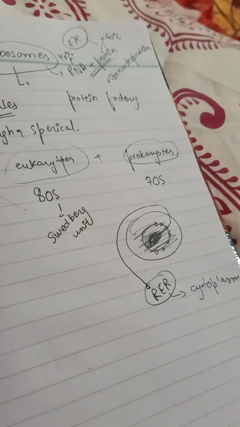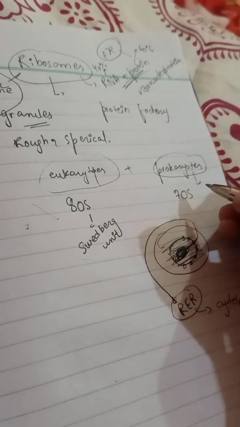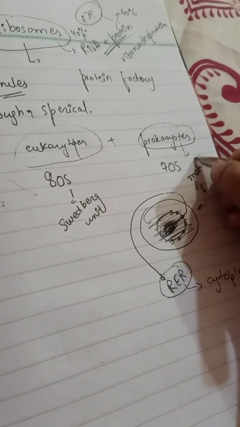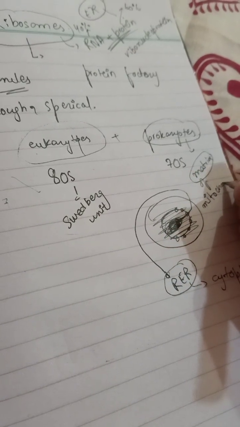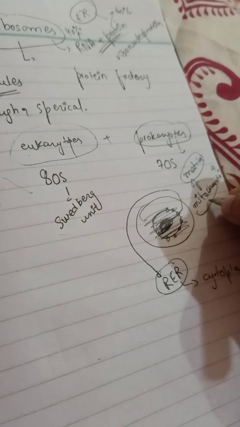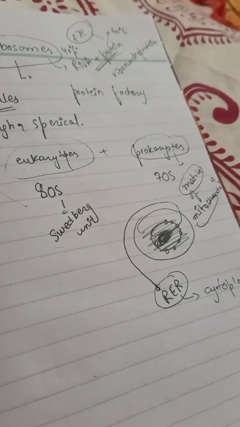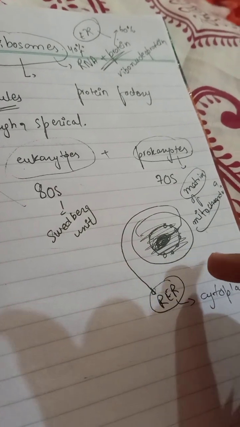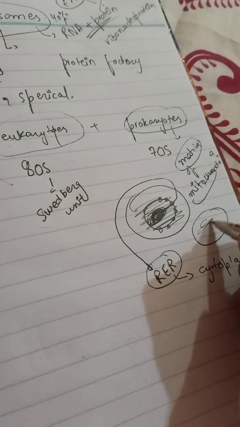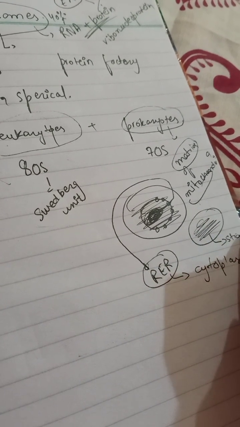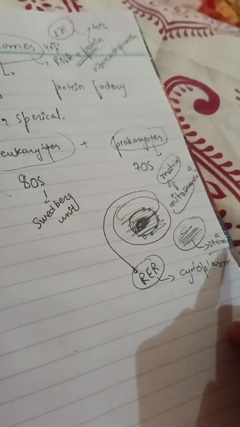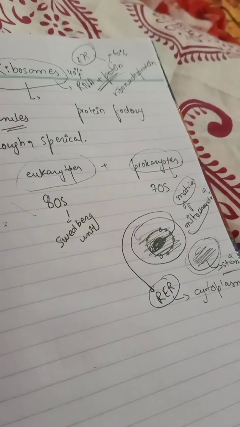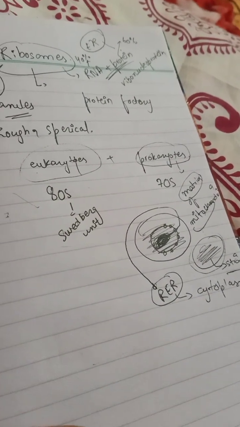If we talk about the other cells, the ribosome is present in the matrix of the mitochondria. What is the matrix? That is the fluid, and the mitochondria is the organelle. The fluid of the organelle is called the matrix. It is also present in the stroma of the chloroplast. In the chloroplast, which is an organelle, we have a fluid called the stroma, and there the ribosome is found.